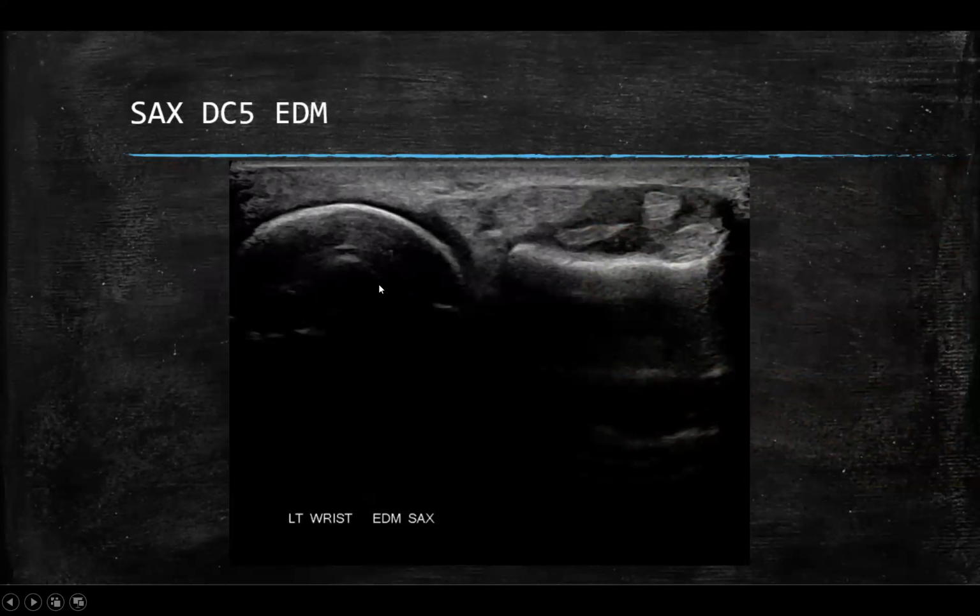The fifth dorsal compartment, or extensor digiti minimi, sits right over the distal radial ulnar joint. So it has a close relationship there, and in fact, arthrosis at the distal radial ulnar joint is the most common cause of rupture of extensor digiti minimi.